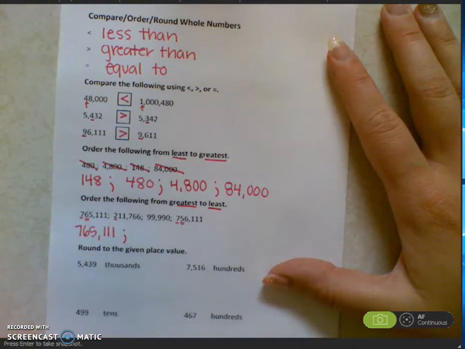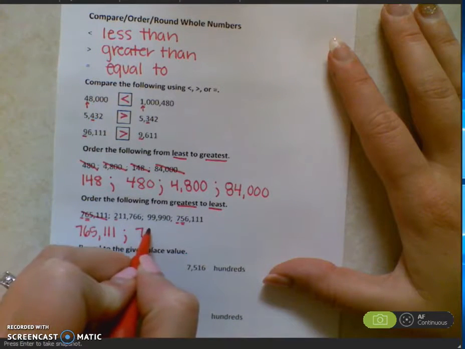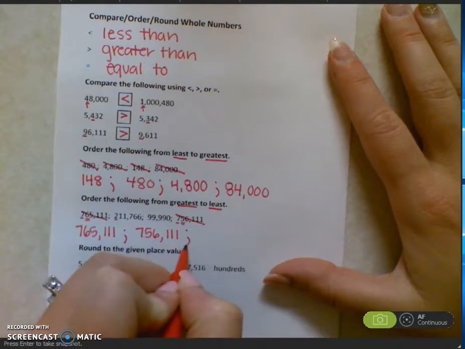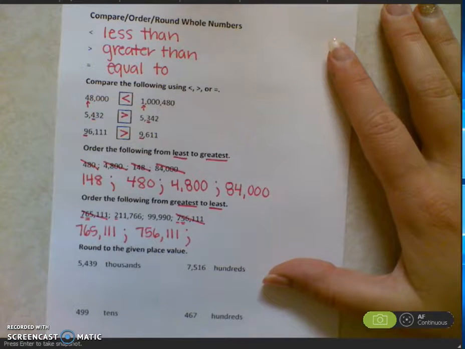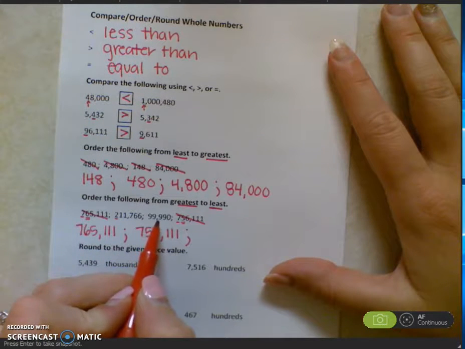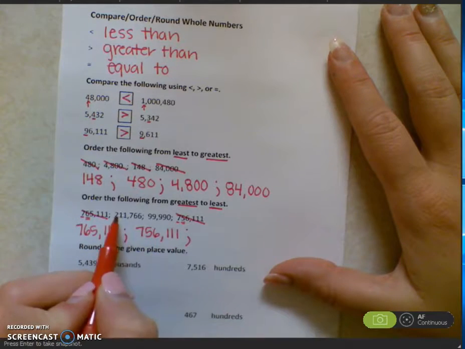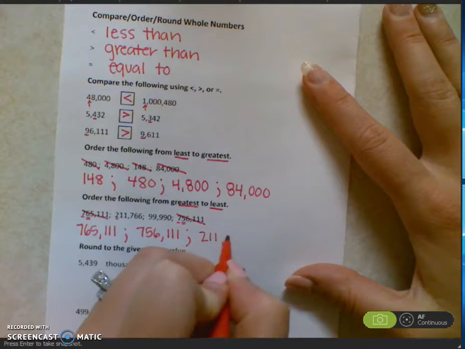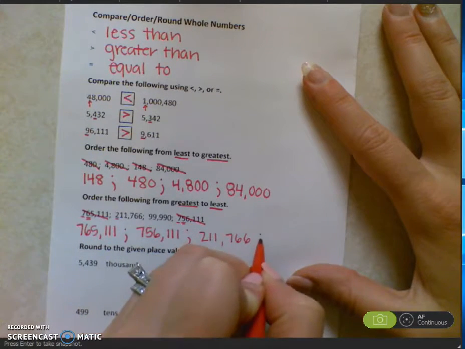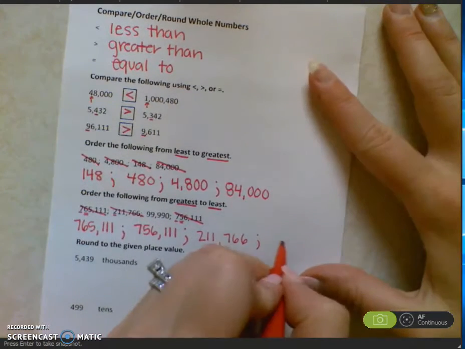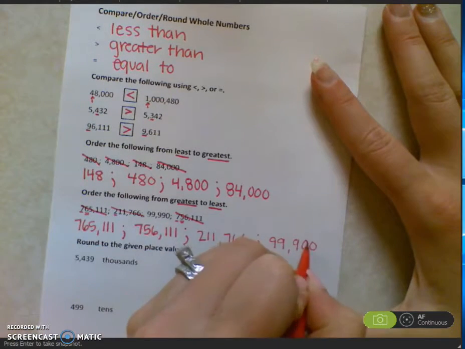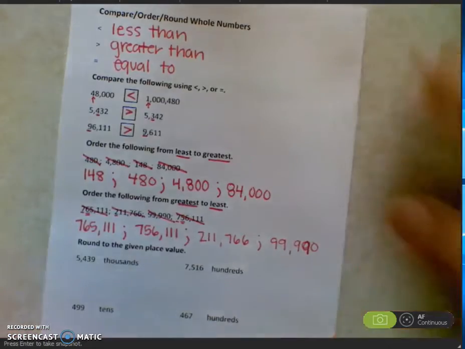I'm going to split it with a semicolon. I'm going to cross it out to know that I'm done with it. 756,111 is my next biggest number, and I'm going to put a semicolon there. I've already determined that 99,990 is my smallest number, so that leaves this one as my next biggest. So I'm going to put 211,766 as my second to last number, and then my last number, my smallest number, is 99,990. Just make sure you get those copied down correctly.